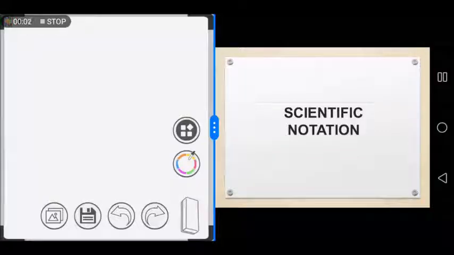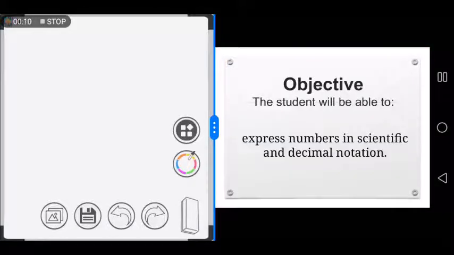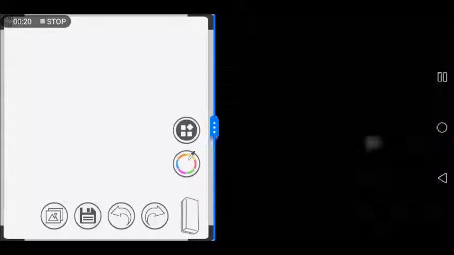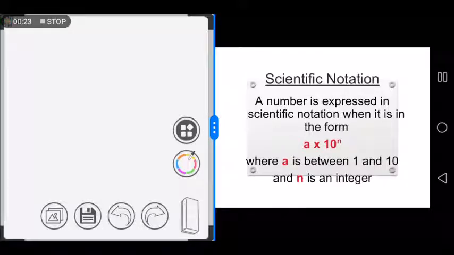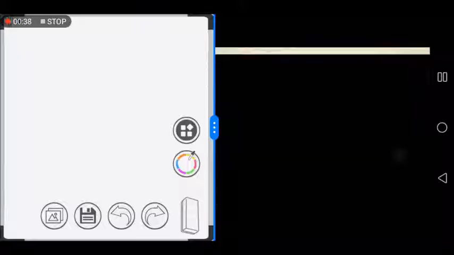Okay, so good morning. We will now discuss a new topic entitled scientific notation. For today, our goal is to be able to express numbers in scientific notation and in decimal notation. When we say scientific notation, a number is expressed in scientific notation when it is in the form a times 10 raised to the nth power, where a is between 1 and 10 and n is an integer.